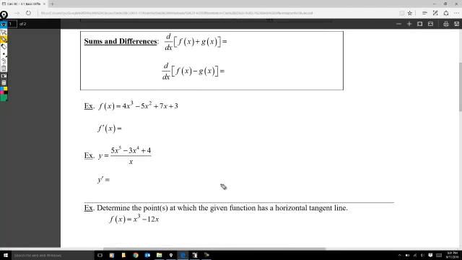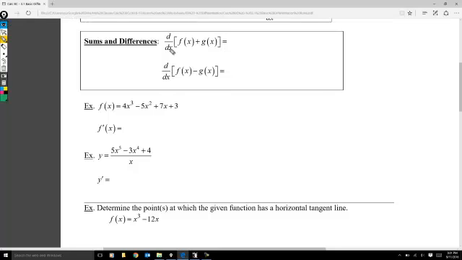Sums and differences. If I have two functions adding or subtracting together, and I want to find the derivative, you can just find the derivative of each part of your function independently.